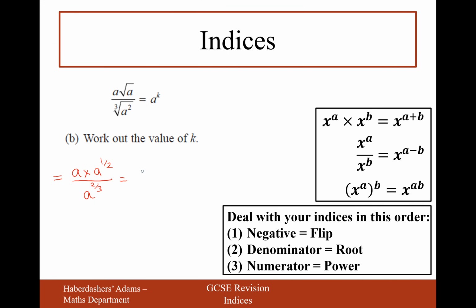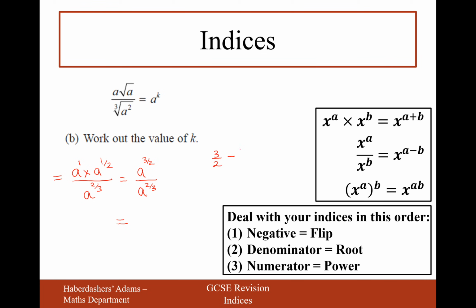Let's tidy up the top now. It's going to be a to the power of 3 over 2, because you add your indices together. This is a to the 1 at the front here, and add your indices to a to the 3 over 2. And on the denominator, it's going to be a to the power of 2/3. Now that we're dividing, we need to subtract our indices.